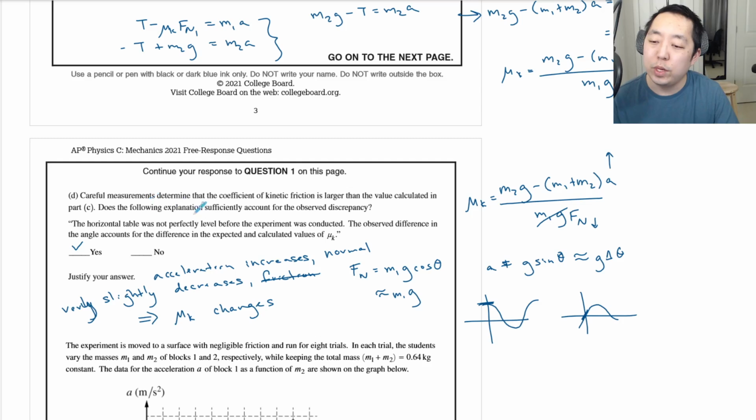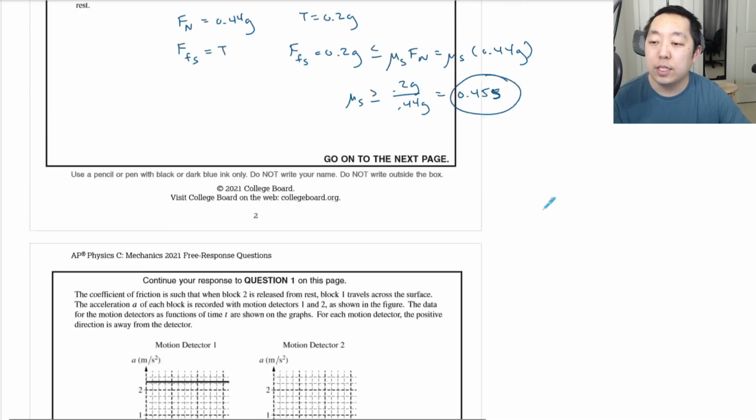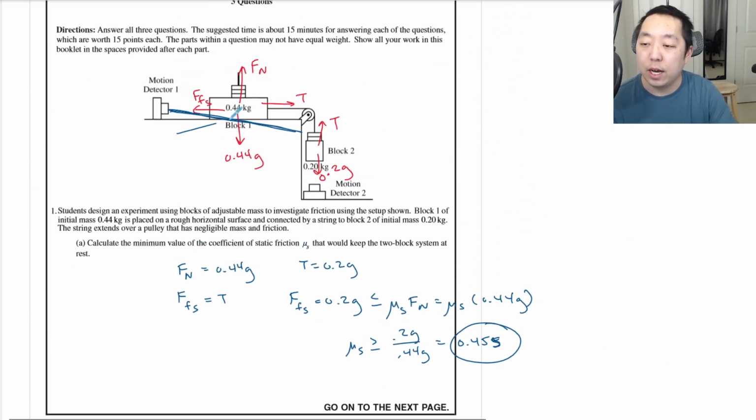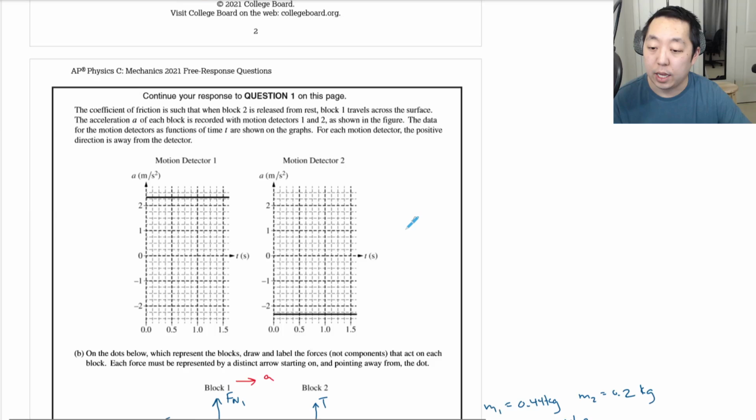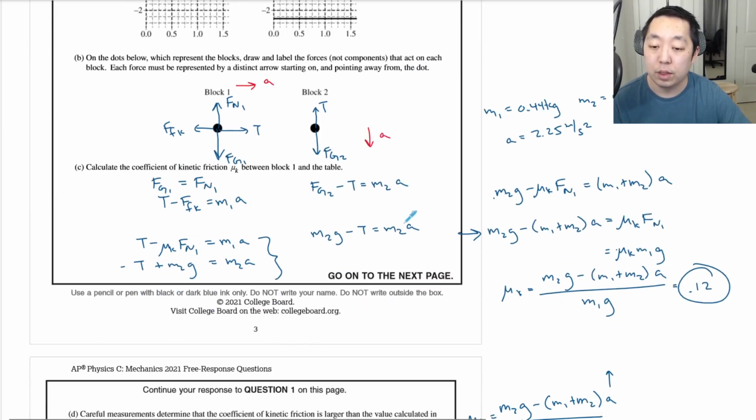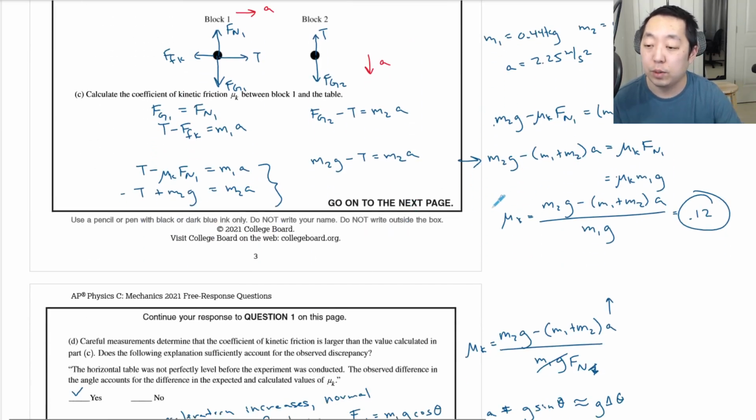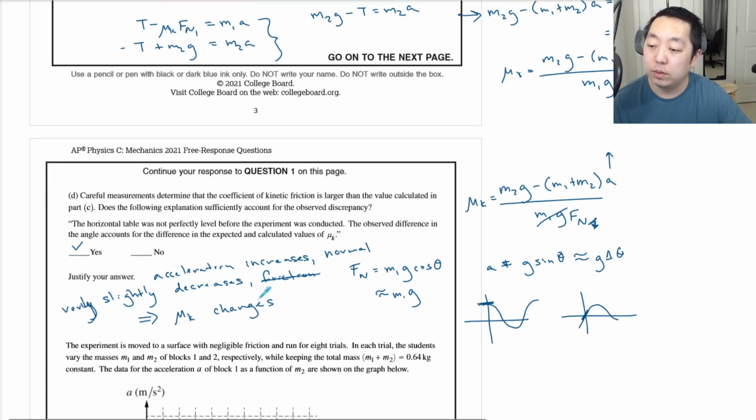Now, they didn't say which way the table was angled. So even though in this picture, when I said the acceleration was going up, that would mean mu k was going down. What you can say is that if it was tilted the other way, then the opposite thing would happen. The acceleration would decrease, and thus the theoretical mu k, or the measured mu k, would go up. Because they didn't say which way the table was sloped, it's still possible.